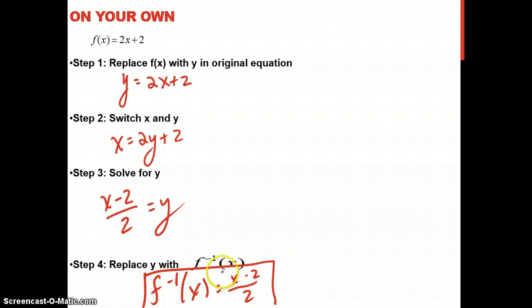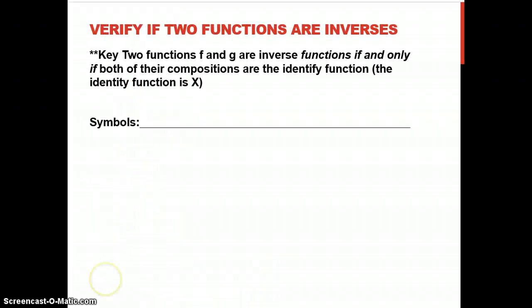One of the more important things that people often forget is this last part: writing f^-1(x), or the inverse of f, is equal to the solution. If you are given two functions and you're asked to verify if they're inverses, we have a couple different routes we can go. The first one is this definition that they give in the book.